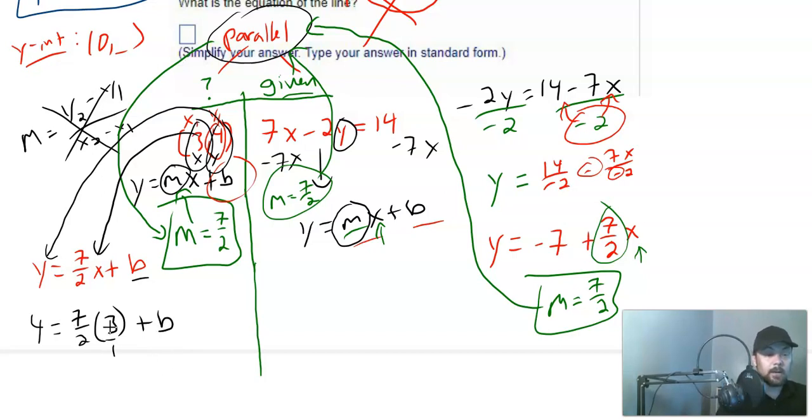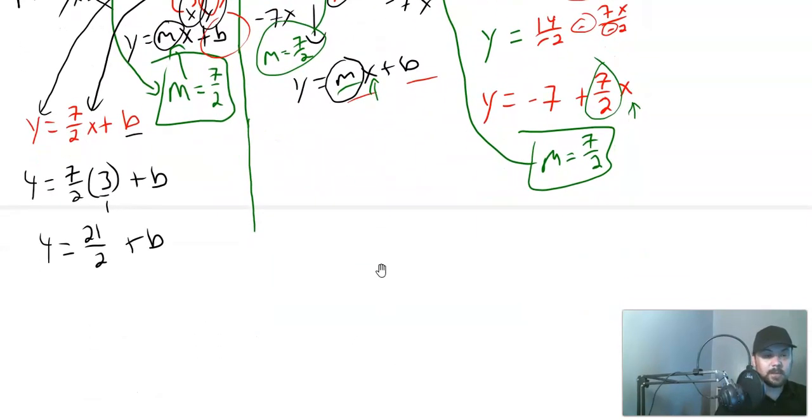So again, fraction going up against a whole number. So think of the whole number as a fraction also, so that everything kind of lines up nicely. When you're multiplying, you do not need a common denominator. You just multiply straight across. So you're going to get 4 equals 21 over 2, right? 7 times 3 is 21. 2 times 1 is 2. And then we need some more room here, so I'm just going to scroll down.